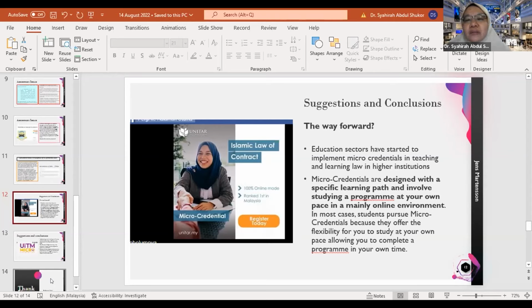What we know is that micro-credentials are designed with specific learning paths and involve studying a program at your own place and mainly in an online environment. In most cases, students pursue micro-credentials because they offer the flexibility to study at your own pace, allowing you to complete a program in your own time. And as we can see, micro-credentials are also being offered and tried by other universities.